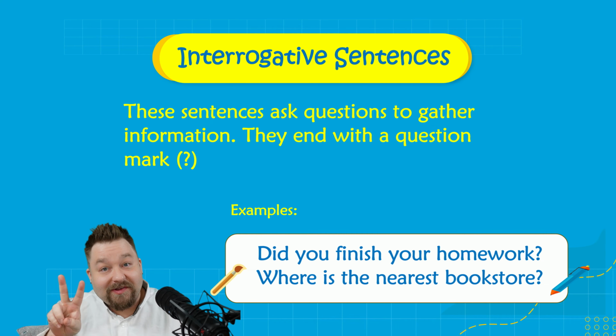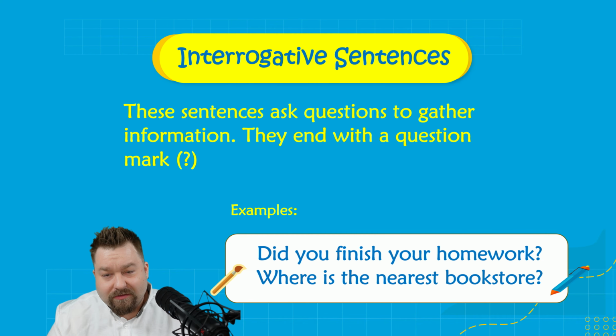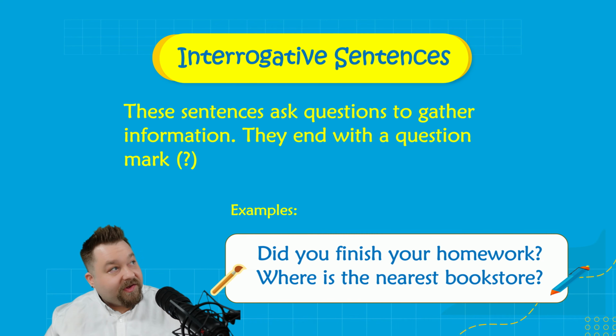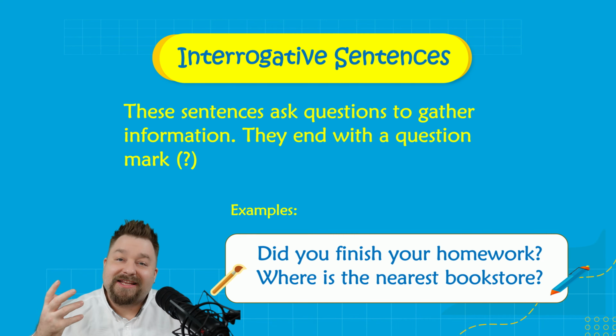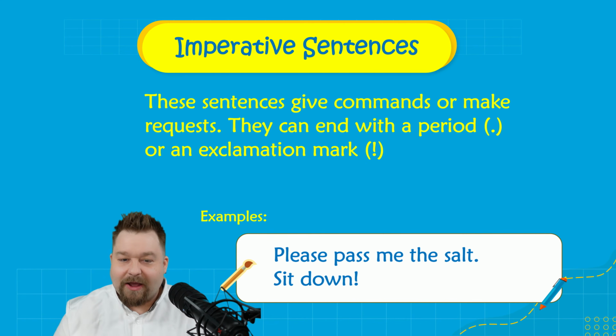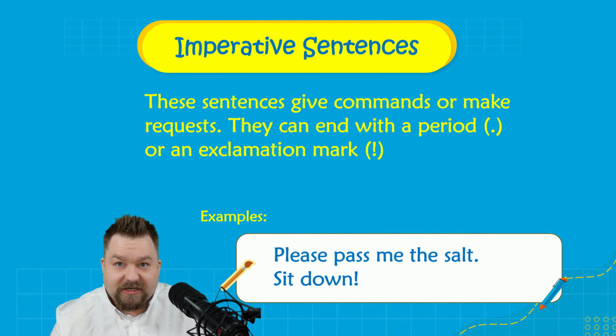Let's take a look at 2 examples. 1, did you finish your homework? Okay. I did. I did my homework. Or question number 2, where is the nearest bookstore? See, I don't know this information, so I have to interrogate. I have to ask a question, an interrogative sentence. Hey. Now, number 3, an imperative sentence.